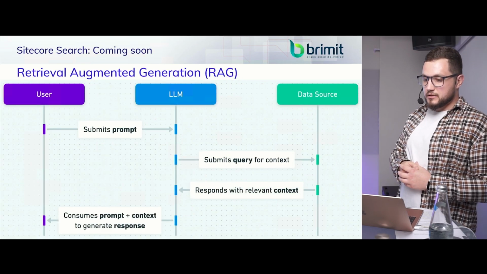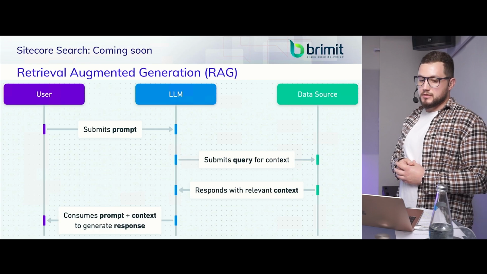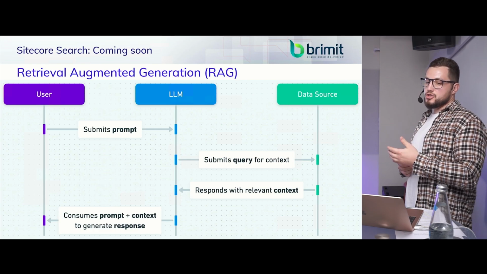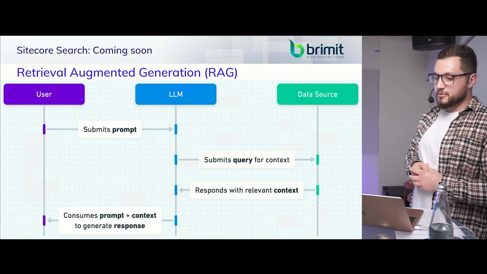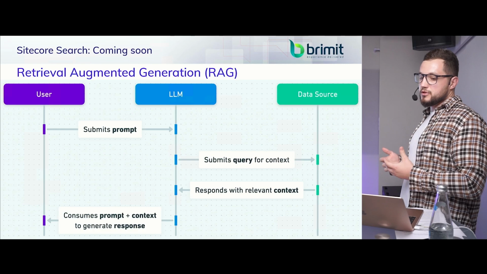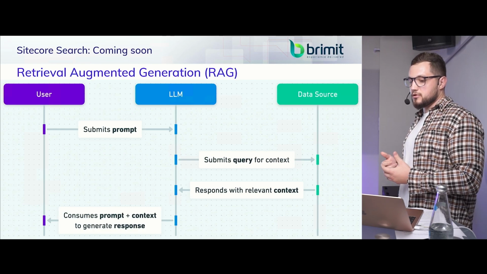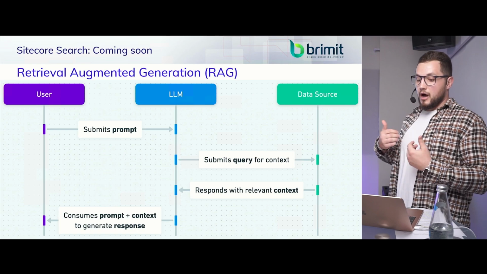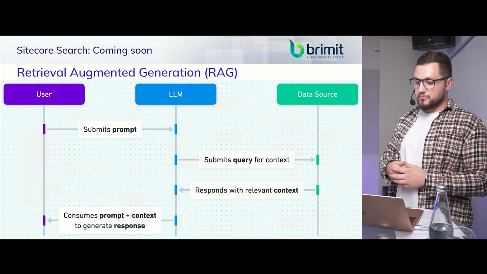For this task, we need to implement retrieval augmented generation, or RAG. It is a process of optimizing the output of a large language model, so it references a knowledge base outside of its training data source before generating a response. In our case, the data source is Sitecore Search.